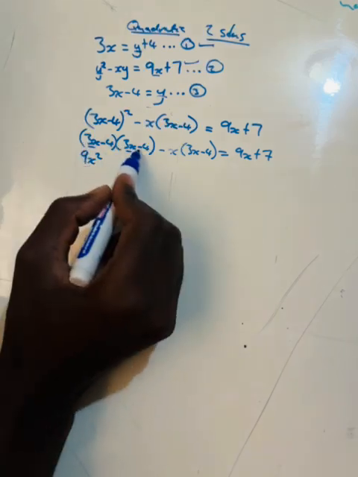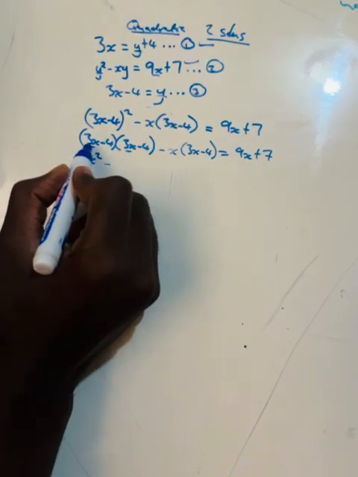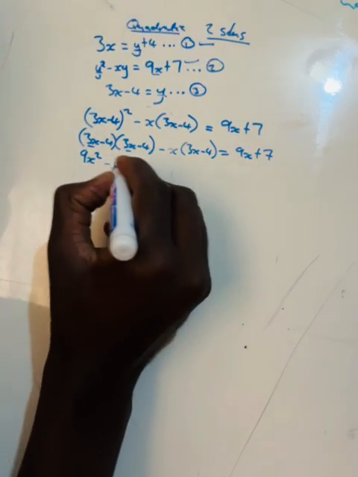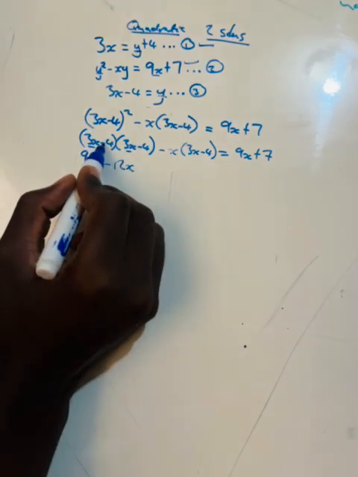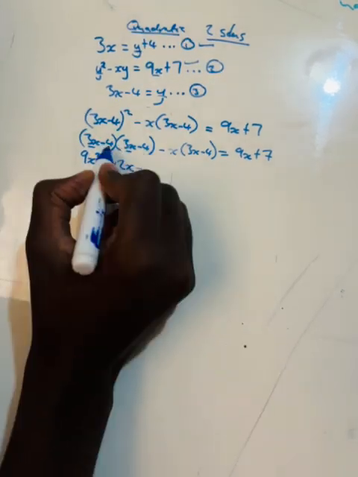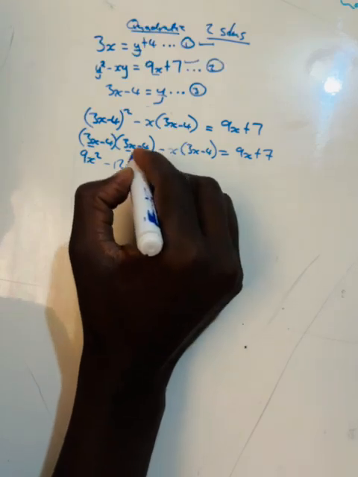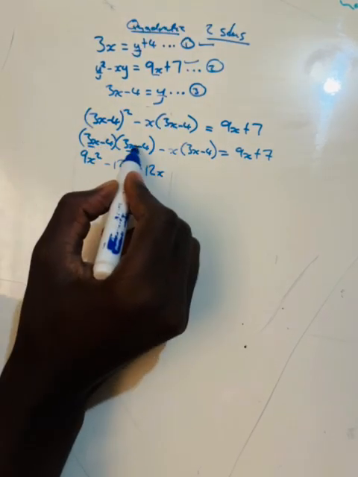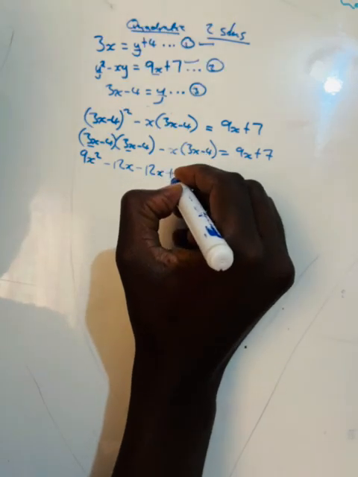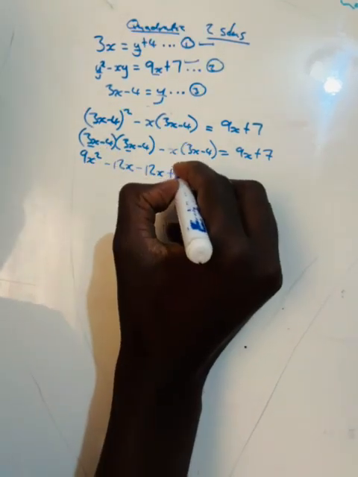Then positive multiplied by negative gives me a negative; 3 multiplied by 4 gives me 12, and there is an x, so it's negative 12x. And then here I've got negative times positive, which is a negative, and 4 by 3, which is 12, and there is an x, so negative 12x. Negative multiplied by negative gives me a positive, and 4 by 4 is equals to 16.